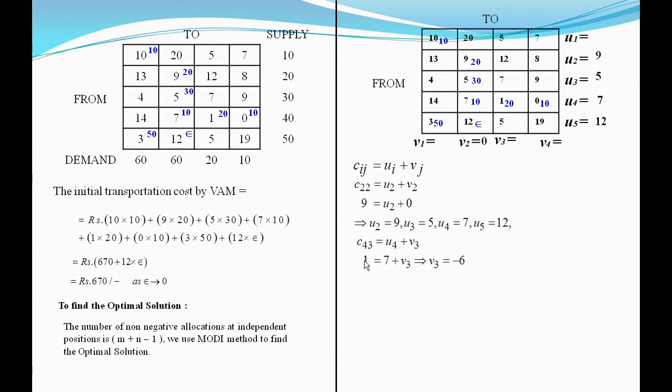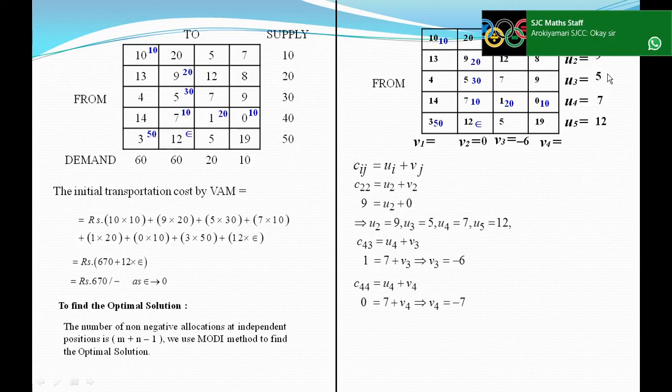Take this 7 to the other side, you get minus 6. So I have to enter v3 equal to minus 6. I'm finding v3 equal to minus 6. Similarly, cell number 4 4. Why do I find that? Because we have found one value, using that found value you have to look for an allocated cell. Allocated cell C44 is available.